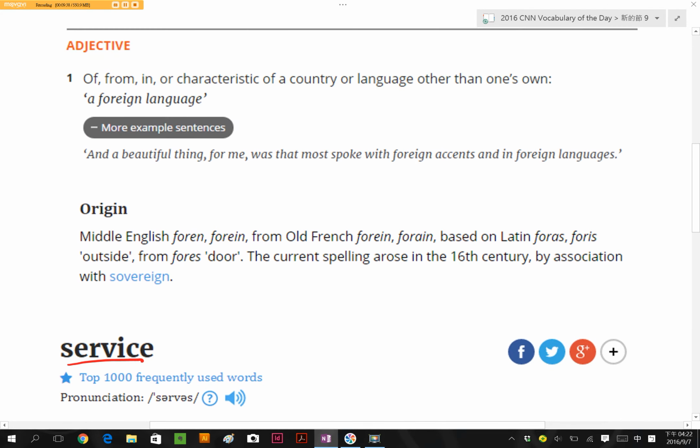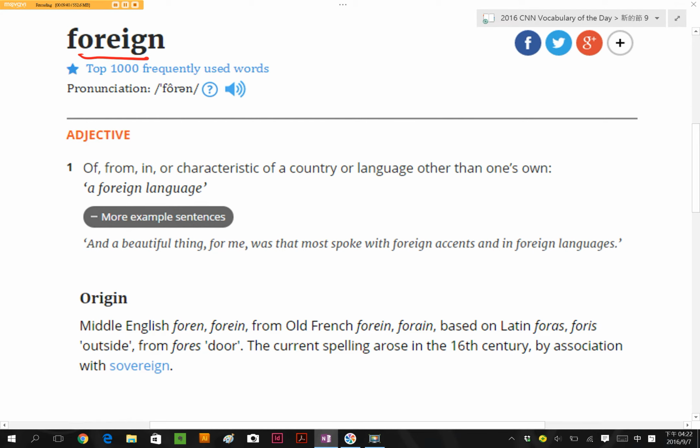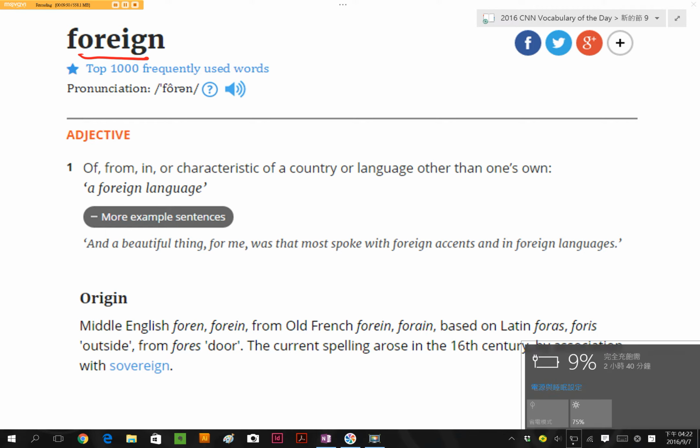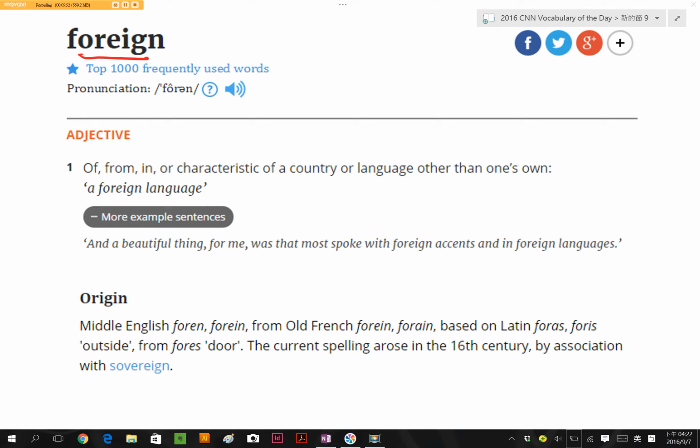Okay, now it's time to redo the pronunciation and spelling part again, and this time I would like you to read along with me, so we can read it together. Okay, let's say the definition and the pronunciation part with me.